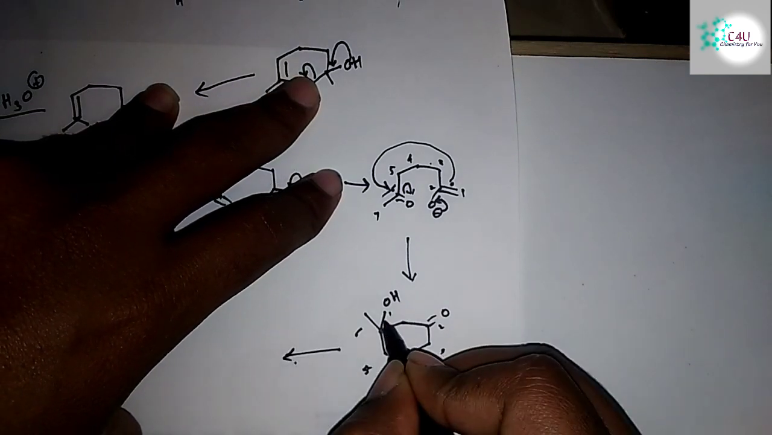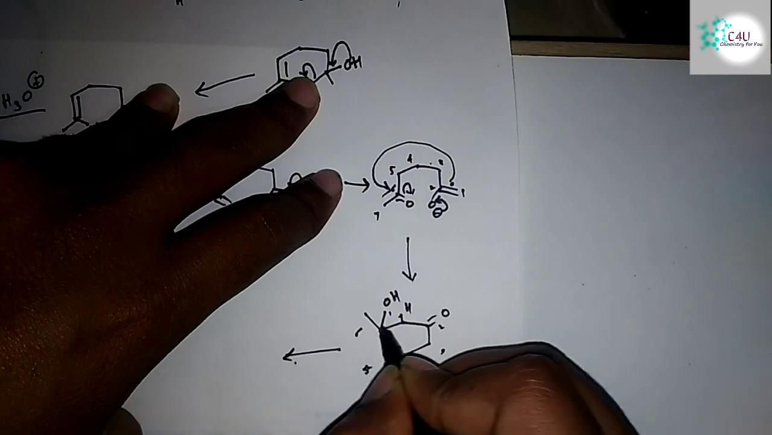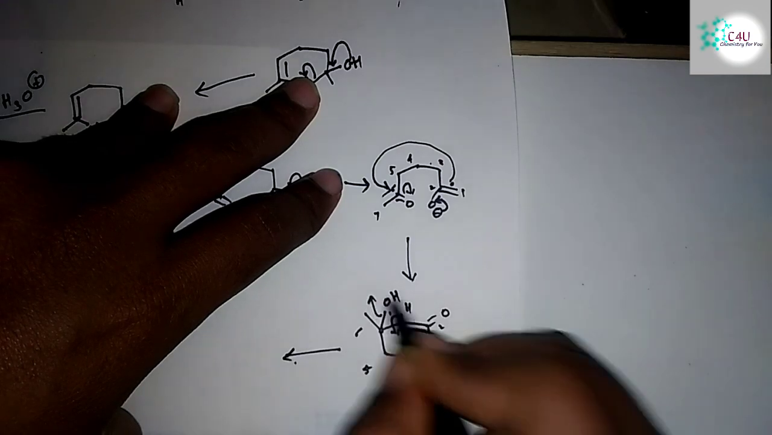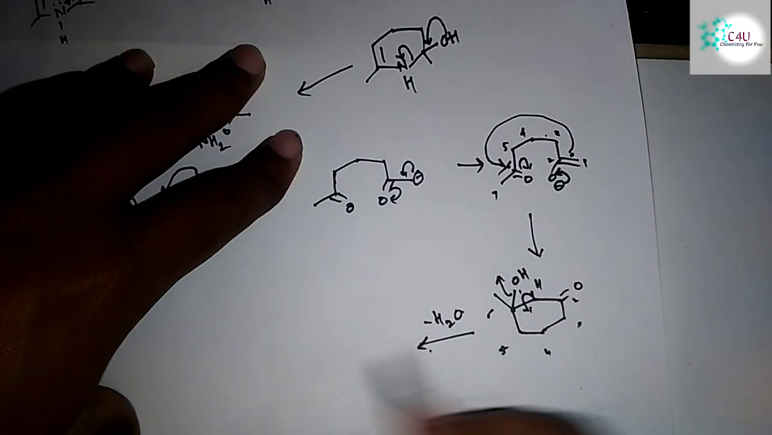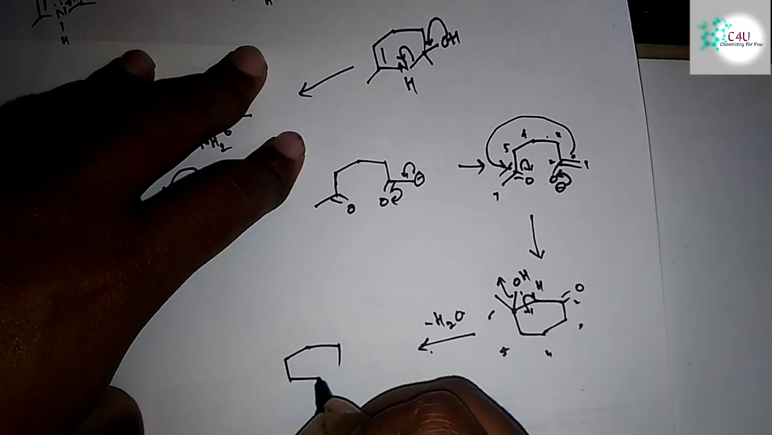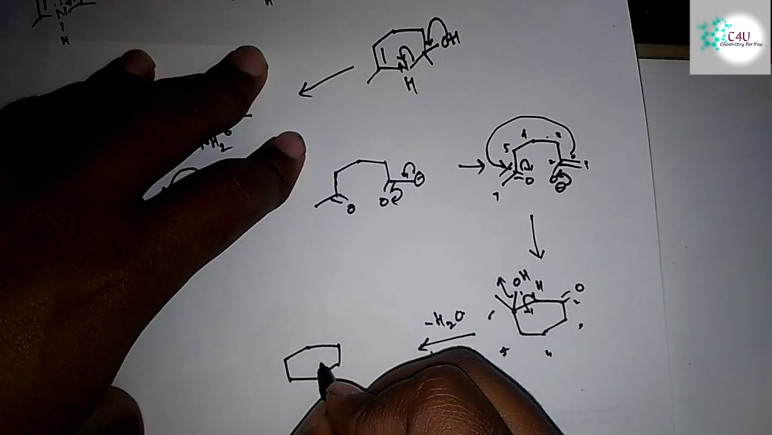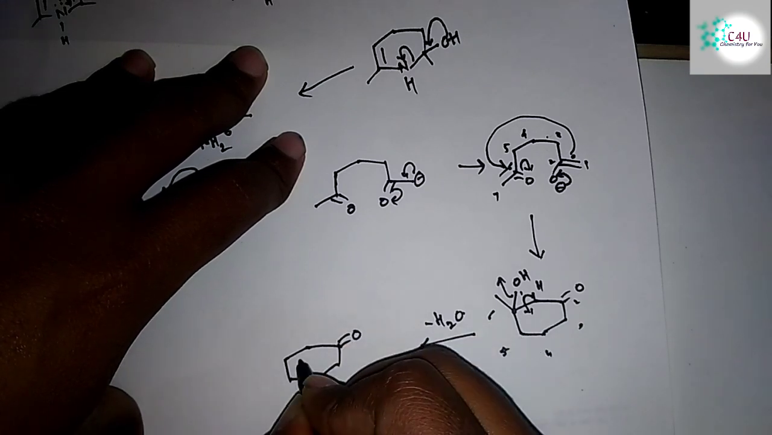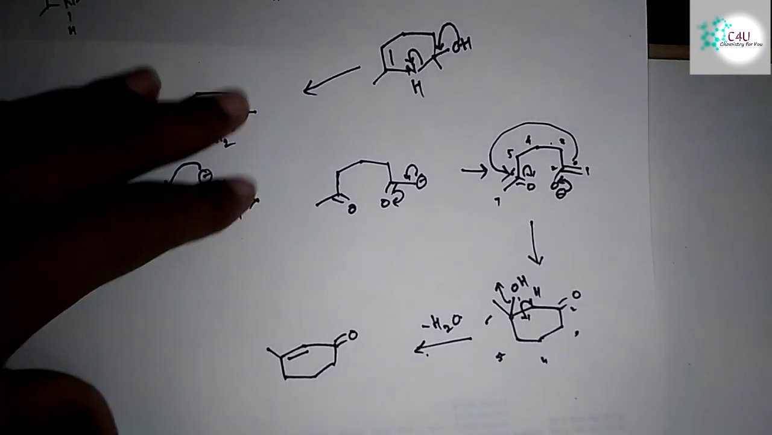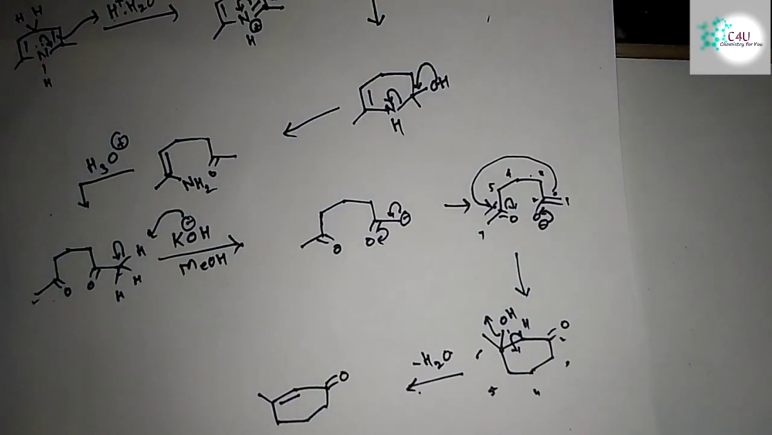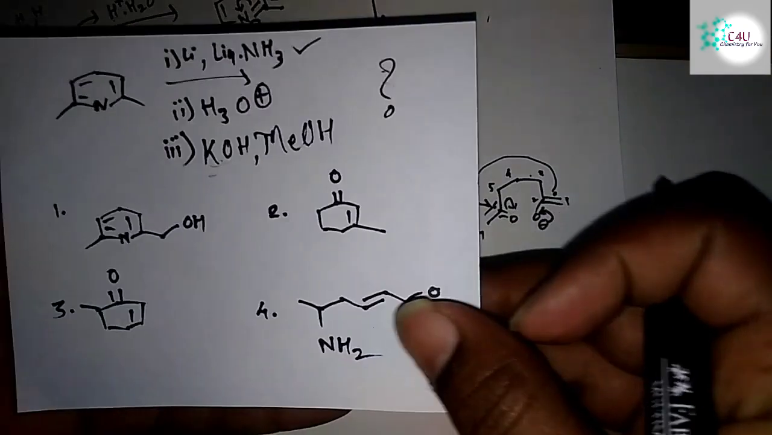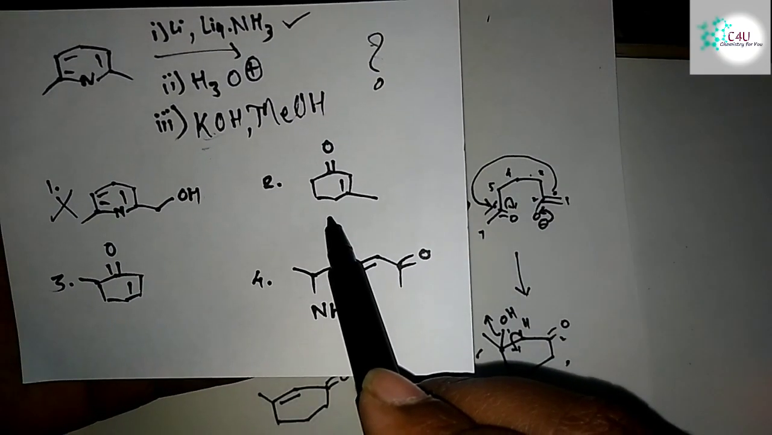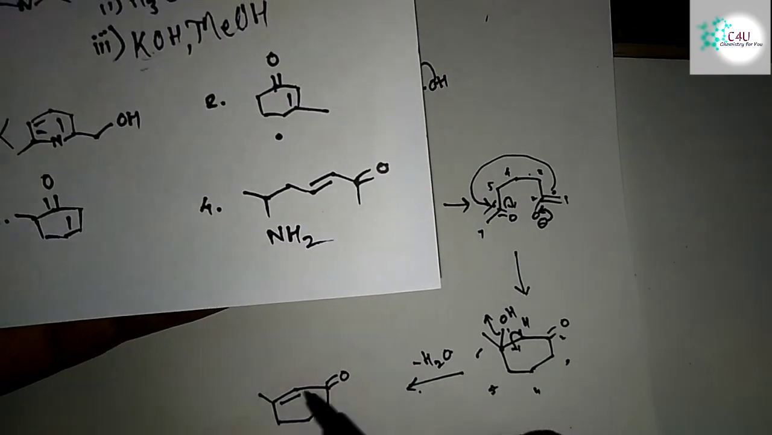Now in the next step, one of the hydrogens from here goes like this. With the dehydration step, you will get this product. So this is our final product. Now let's see if anything from the options matches this one. No. Second, option C: 1, 2 and 3.